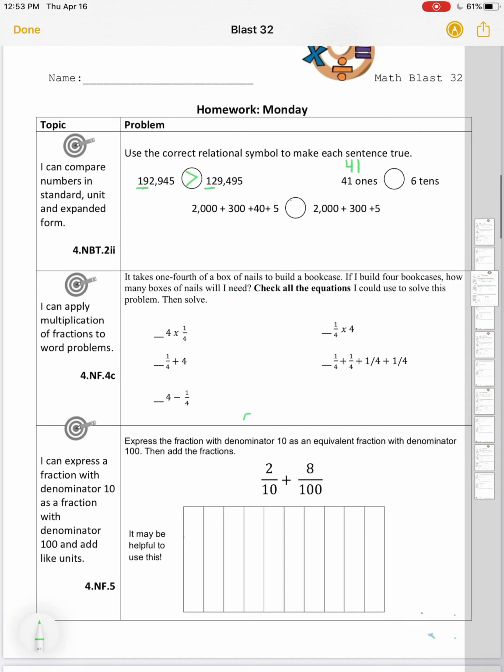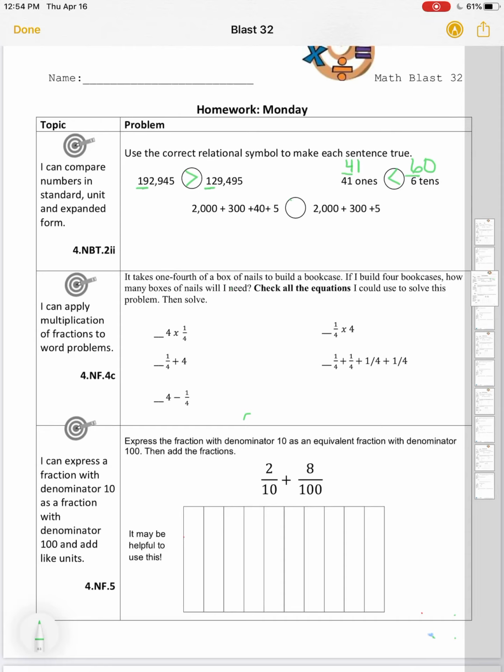My 41 ones, to write that in standard form, I want the 41 to end in the ones place. That has a value of 41. For 6 tens, I want to write my 6 ending in the tens place. That means there are no ones. That has a value of 60. Now I can compare just like I did in the previous set. Tens to tens. I have 4 tens versus 6 tens. 4 tens is less than 6 tens. So 41 ones is less than 6 tens.